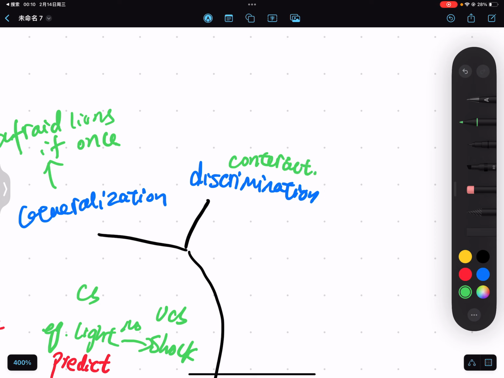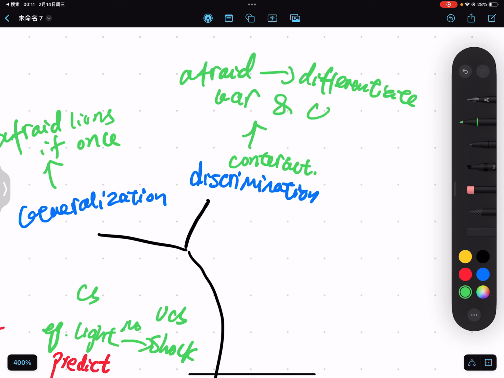Like if you are afraid of a backfiring car after the war, but after a period of time, you will discriminate between the war and the car, so it will reduce your PTSD.